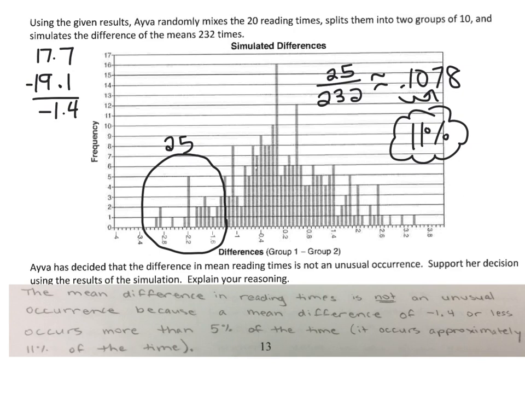and I'm going to point this out, some of you guys are forgetting to write this in your explanation, of negative 1.4 or less. It's important to say "or less" because we're not just looking at the 3 times that a difference of exactly negative 1.4 occurred. We're looking at that or anything even more extreme than that. So it's really important to say "or less." Or if you're on this side of the distribution, you would say "or more," because you're looking at everything more extreme than it.